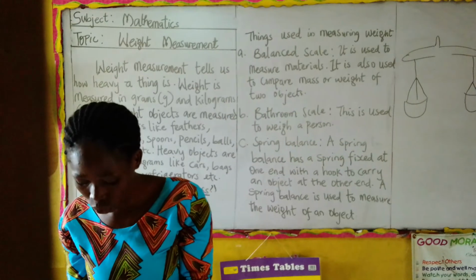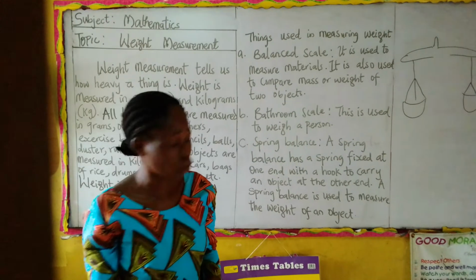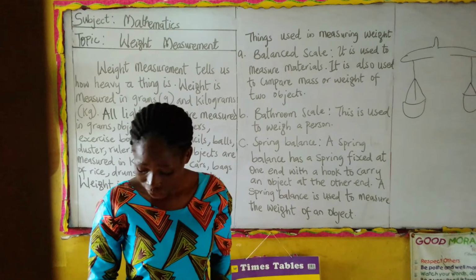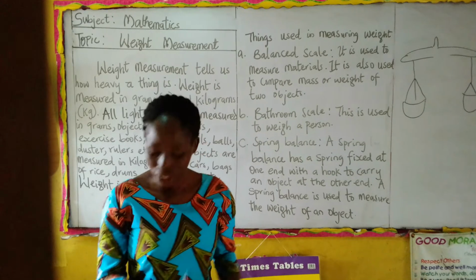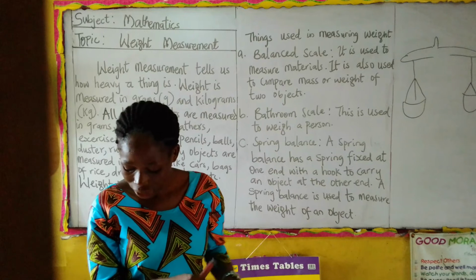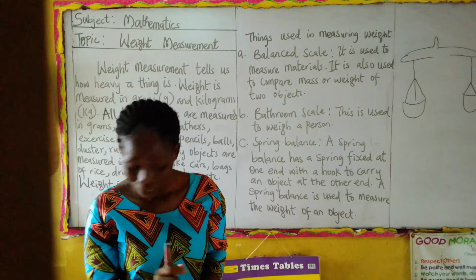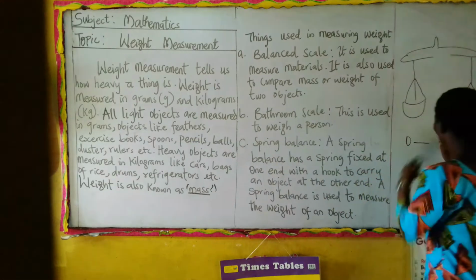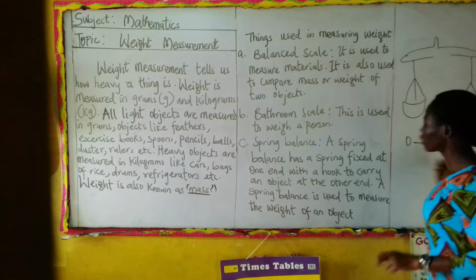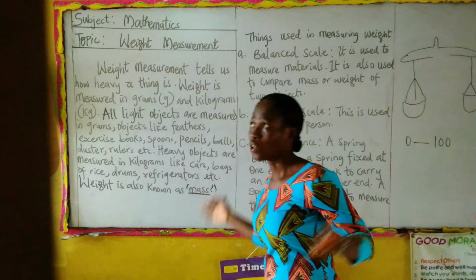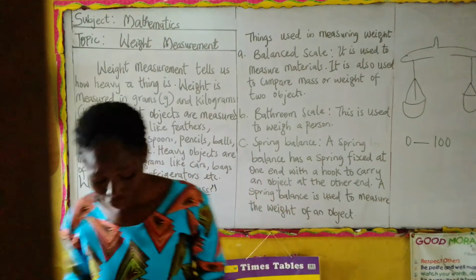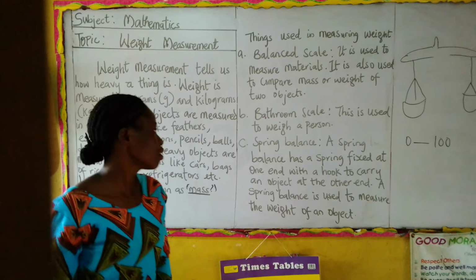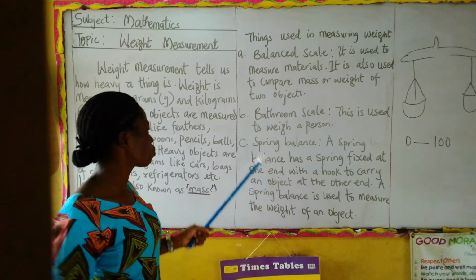So if you want to weigh yourself, to know your weight or your mass, when you stand on it, you see that the tick goes round, and once it stops, it reads from 0 to 100. So it could be that your weight might be 50 or 40. With that you are able to know that this is your mass or this is your weight. Do you get? And then the third one we said is the spring balance.